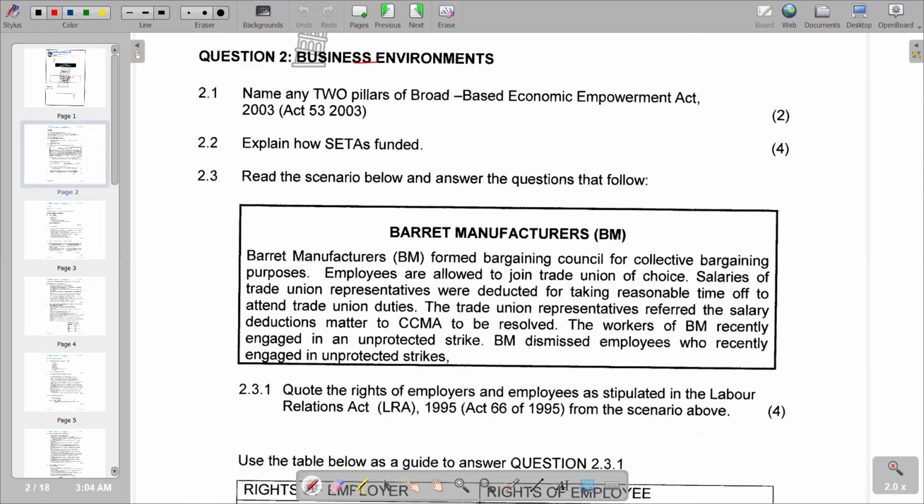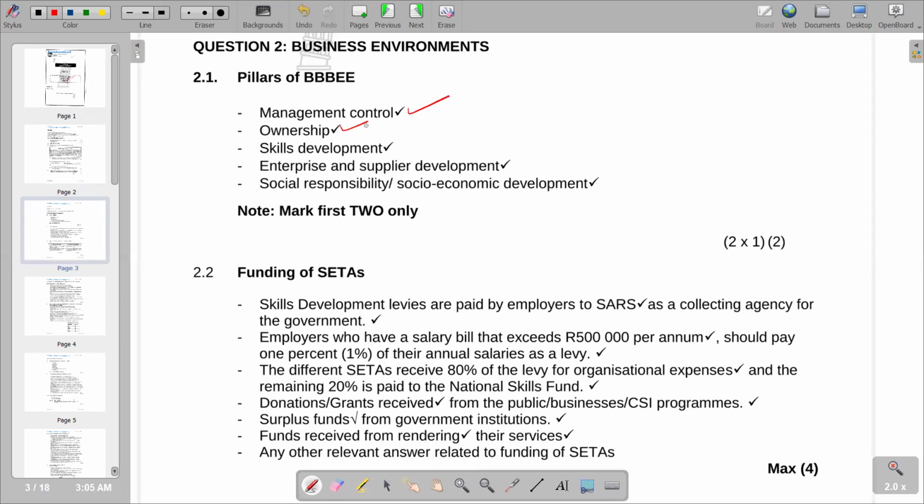It's on business environment, and the first part, question 2.1, is naming two pillars of the Broad-Based Black Economic Empowerment Act 2003. That question has 2 marks, so we need to name any two pillars. Remember, we can mention management control as one of the pillars. We're also going to talk about skills development as a pillar. We also have ownership, enterprise development, and also social responsibility or socio-economic development. I'll try to list two from the list that we have.